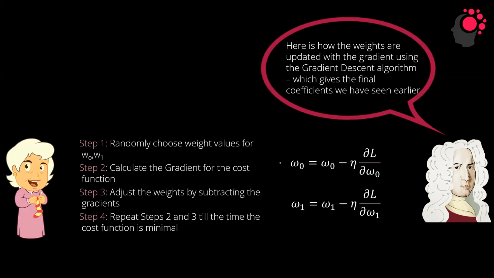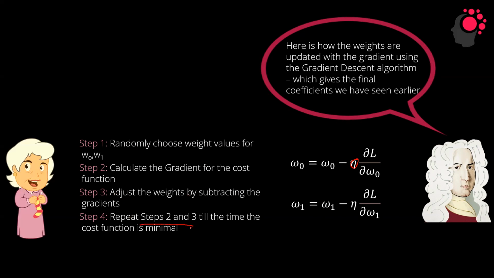So step 1, just like linear regression, we are going to randomly choose the weight values for the GMAT score aspect of it and the constant of the linear regression equation. And then it will calculate the gradient for the cost function. Just like in the earlier slides, we have calculated the cost function, and it is going to use a learning rate, eta, and calculate the gradient. It will adjust the weights by subtracting the gradients.